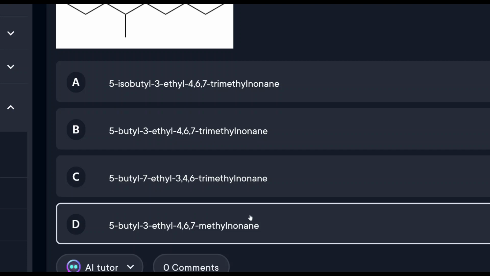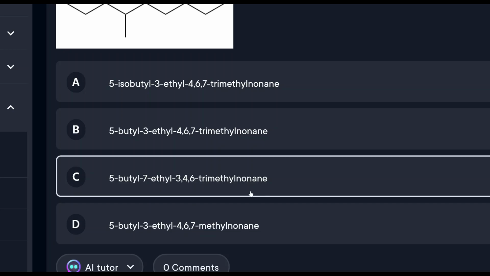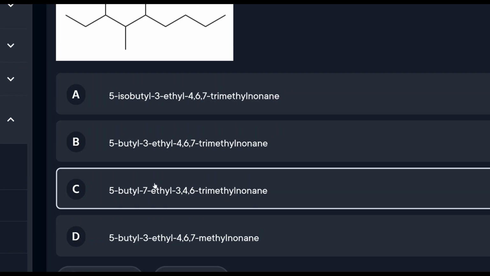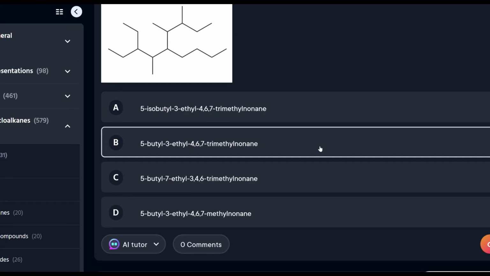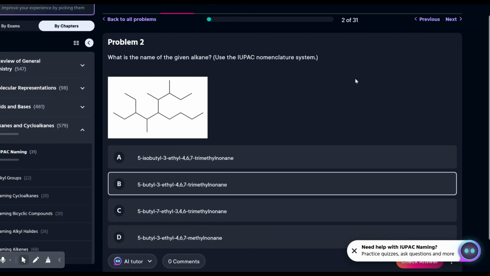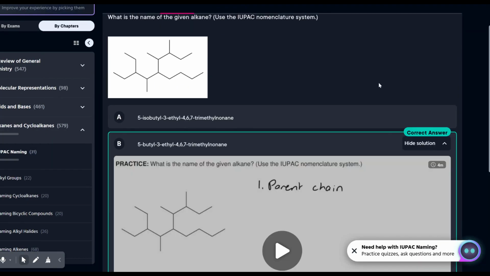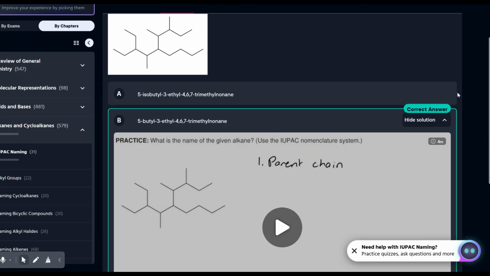Anything else catch our interest? 5 butyl, 3 ethyl, 4, 6, 7 methyl nonane. That is wrong. This puts the ethyl in the wrong position. All right, so this is definitely the right answer, I believe. Let's go ahead and try it out. And it is correct. Sweet.